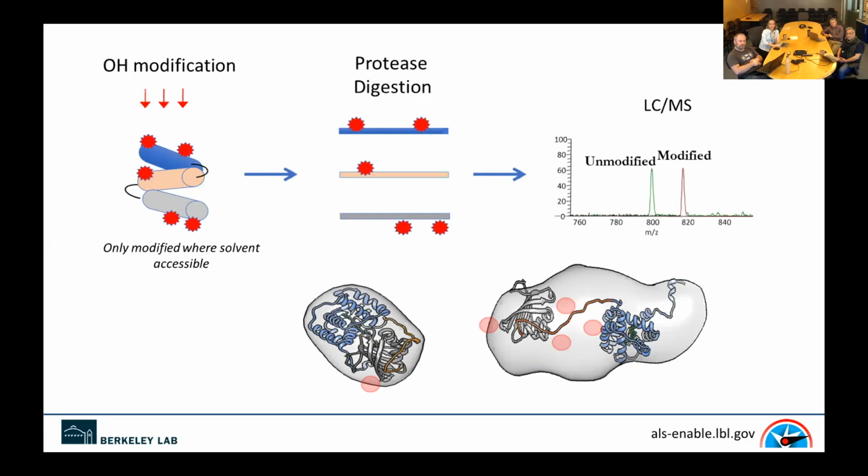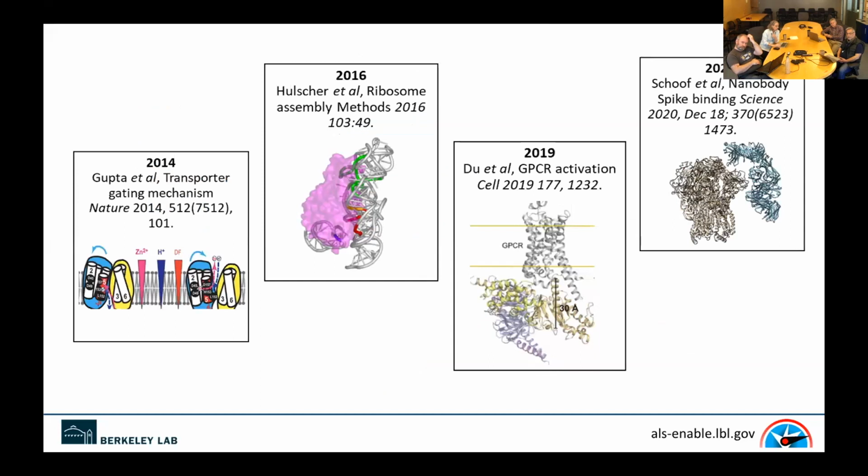And we can do this on a residue by residue level. So you get information about the accessibility of each residue to water, basically. So just a couple of highlights through the years. This method can be applied to a lot of different protein systems and nucleic acid systems.